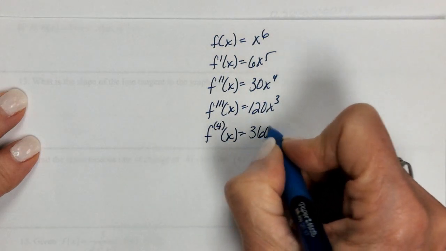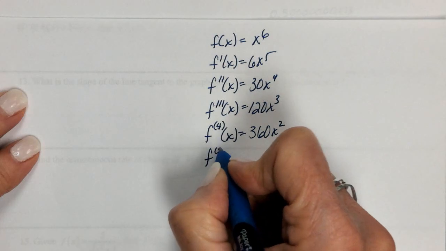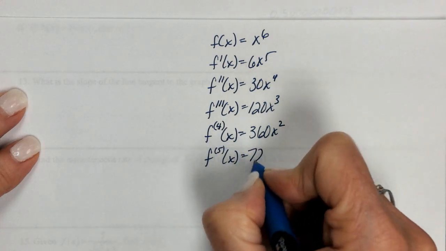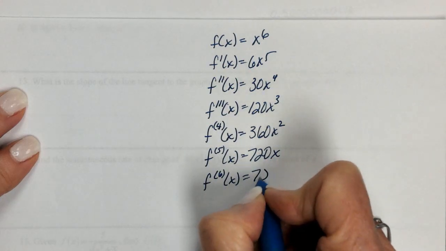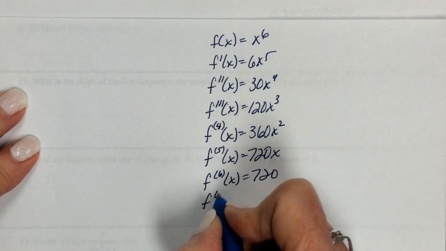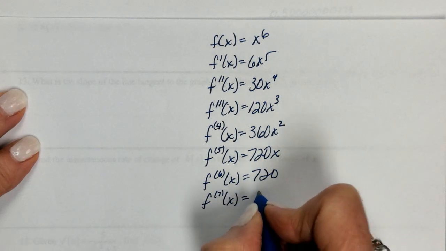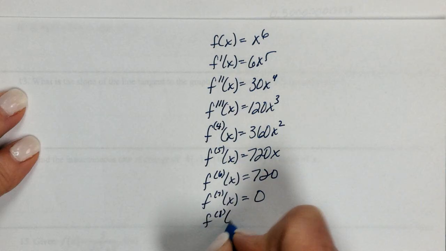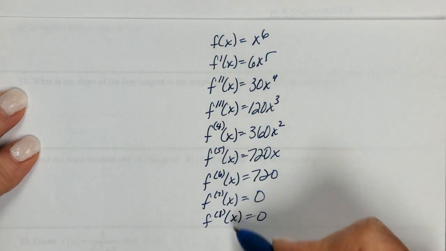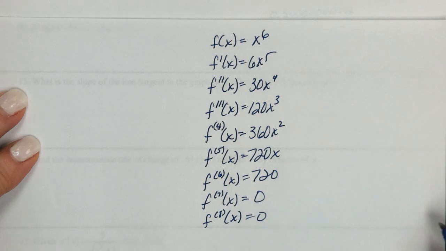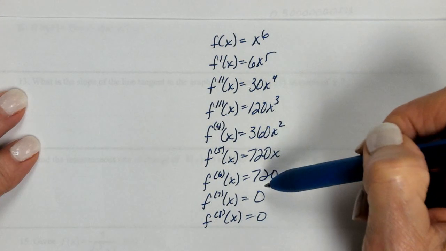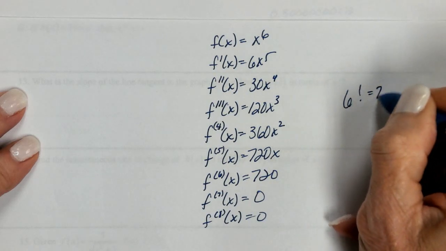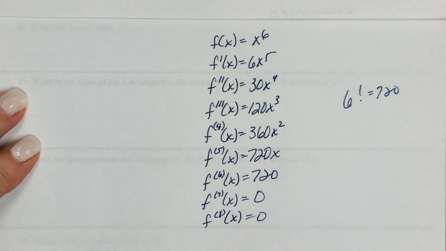So this is 360x squared. The fifth derivative of f would be 720x. And the sixth derivative of f would be 720. What would the seventh derivative be? 0. What would the eighth derivative be? 0. All subsequent derivatives would be 0. Do they exist? Yes, they exist. They're all 0. So you might be able to see the factorial process going on. 6 factorial is 720.